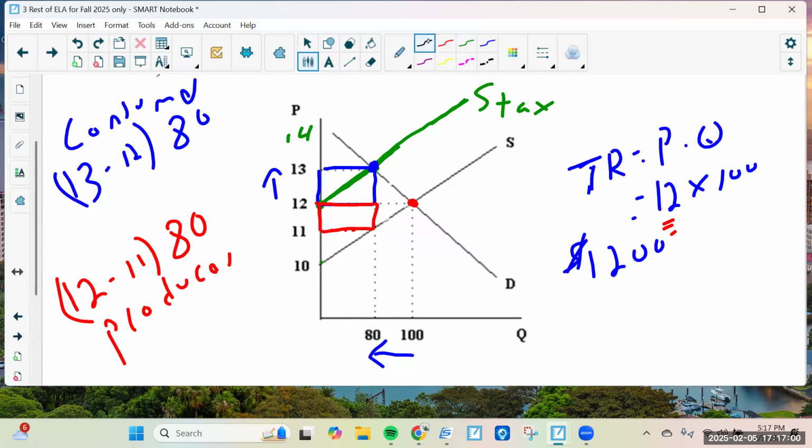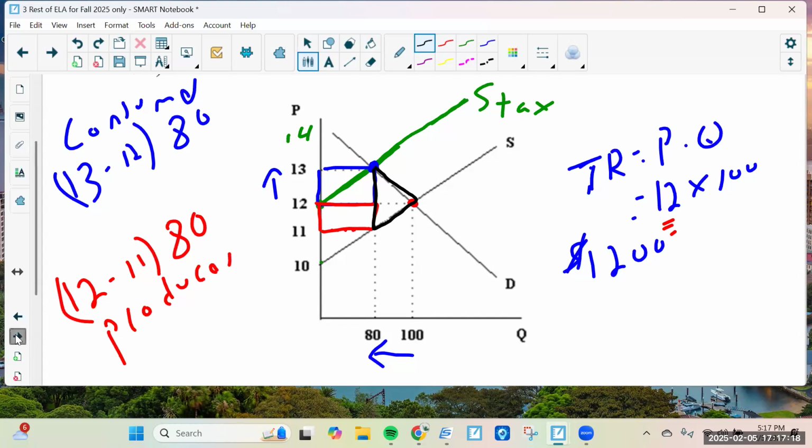And then, of course, we're no longer at that red dot, which is where we want to be. Instead, we're at the blue dot. So you get this thing called deadweight loss. The deadweight loss is a loss of consumer and producer surplus. We've lost consumer and producer surplus because of the tax.